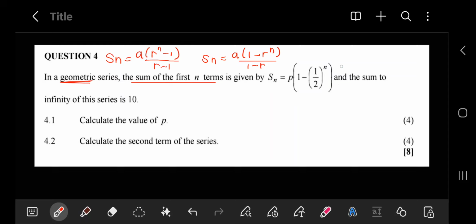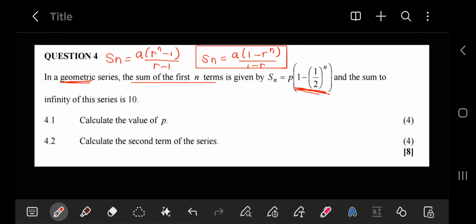Now, if you look carefully at this formula, you notice that it is more or less in the format of the second type. And why I say that is because if you look at what's inside this bracket, r, which is the base, the common ratio, is a half. And we've got it in the format of 1 minus r to the power n. That is exactly what we have in the second format. So this equation that they've given us relates more to the second format of the sum for a geometric series.